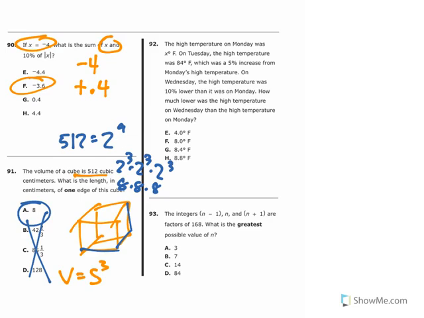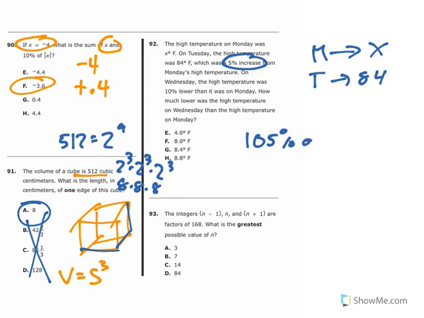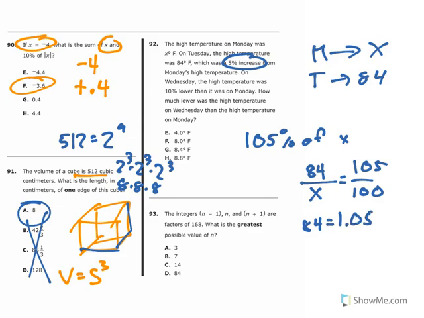All right, 92. This one's a little tricky. So on Monday, we're going to lay out that the amount of information was X. On Tuesday, it was 84. And that was a 5% increase. So the way we want to think about it is if it's a 5% increase, that's 100 plus 5%, 105% of X. Meaning 84 out of X is 105 out of 100. Or as an equation, you can say 84 equals 105% of X.